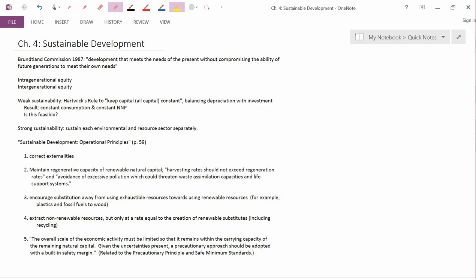And finally, number five, the overall scale of economic activity must be limited so that it remains within the carrying capacity of the remaining natural capital. Given the uncertainties present, a precautionary approach should be adopted with a built-in safety margin. So this is limiting the scale of the economy to be within the carrying capacity of the environment. The precautionary approach here is related to the precautionary principle, which is something that David Pearce invented, and I mentioned that it's reflected in some European Union environmental regulations.